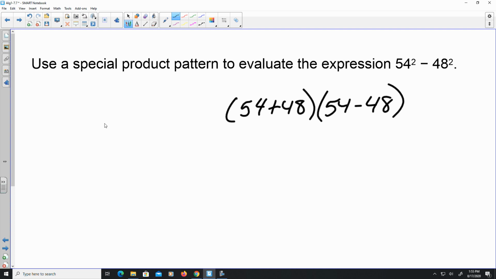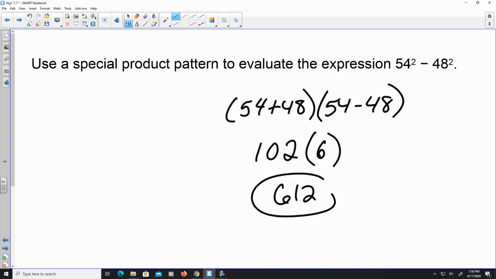So by doing that, 54 plus 48 is what, 102? And 54 minus 48 is what, 6? And 102 times 6 is 612. So that's what they want you to notice in that pattern. And again, you can check your solutions by taking 54 squared and subtracting 48 squared.